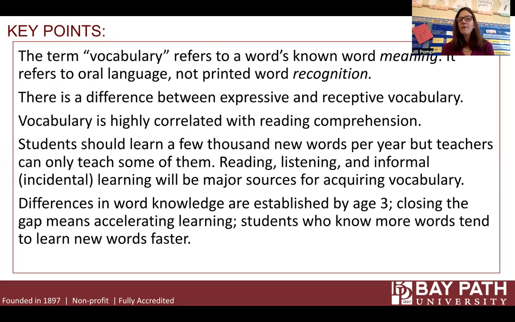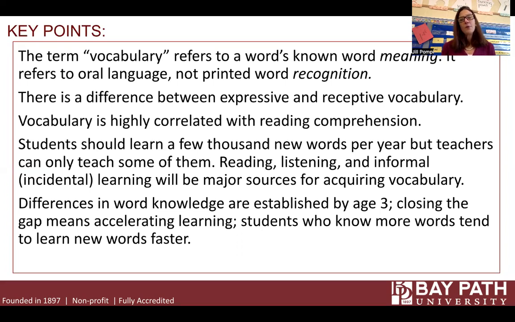Now, as we talk about vocabulary, I want to make sure that we're all thinking about it in the same way. The term vocabulary refers to a word's known meaning, not necessarily being able to decode a word in print. And as I stated earlier, there is a difference between our expressive and receptive vocabulary. We can understand many more words through reading and listening than we can use in our speaking and writing.